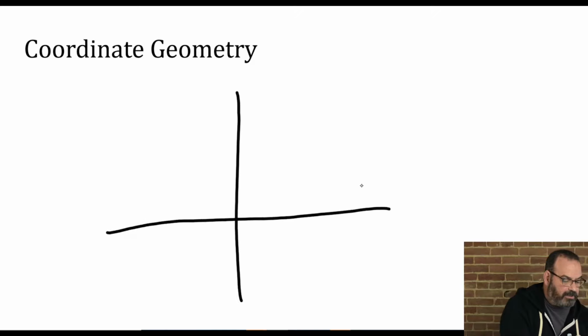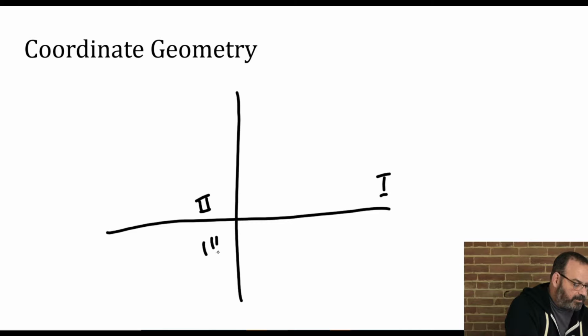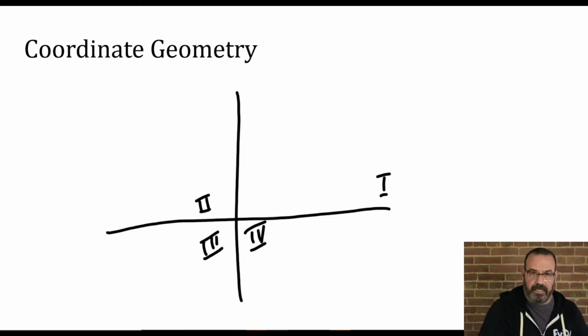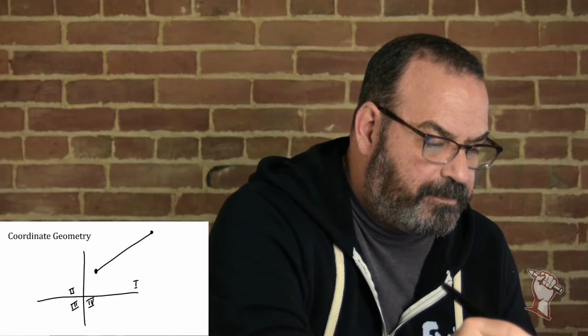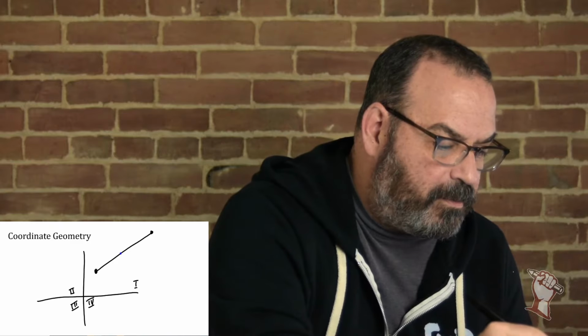This is the quadrants: quadrant 1, quadrant 2, quadrant 3, and quadrant 4. Absolutely tested. The two predominant things that they test on coordinate geometry are distance between 2 points and the midpoint.